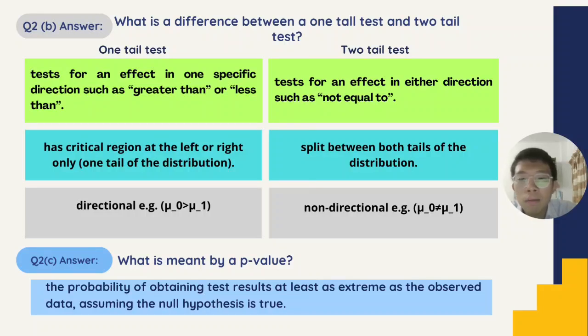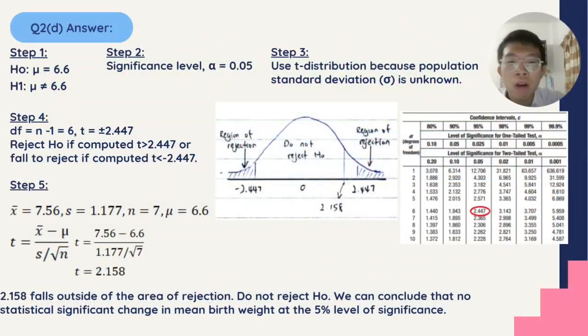Question 2c. Meaning of a p-value. P-value is the probability of obtaining a test result at least as extreme as the observed data, assuming the null hypothesis is true. Question 2d needs us to find the decision on statistically significant change in mean weight at the 5% level of significance. So we use 5 steps to perform the hypothesis testing.